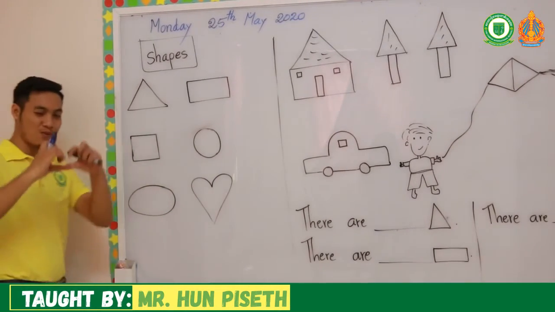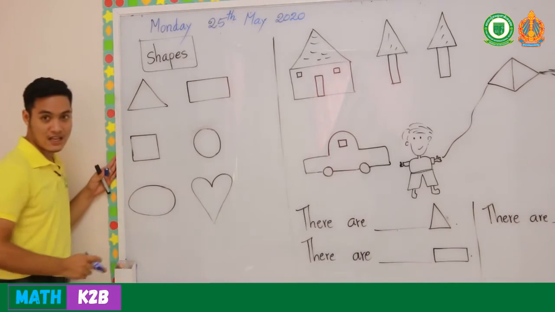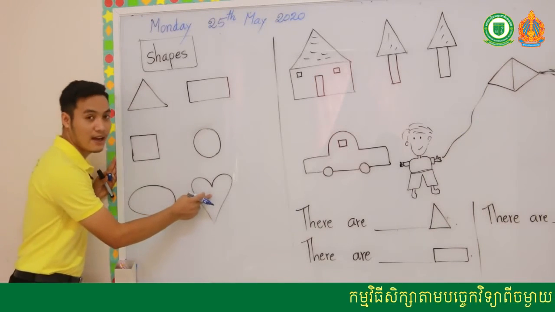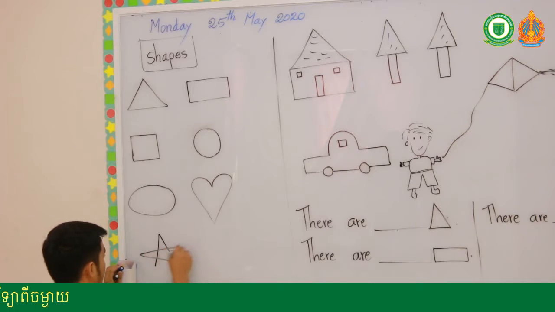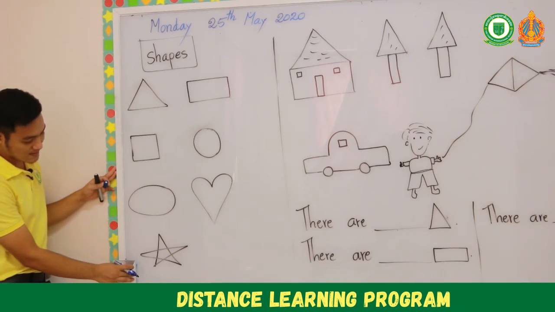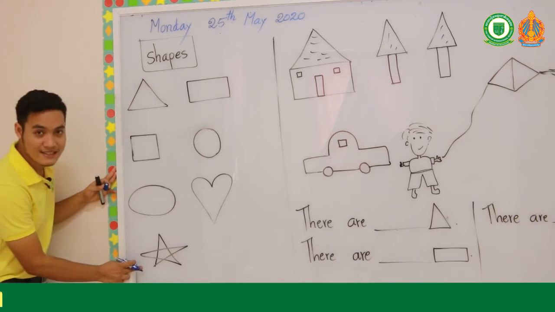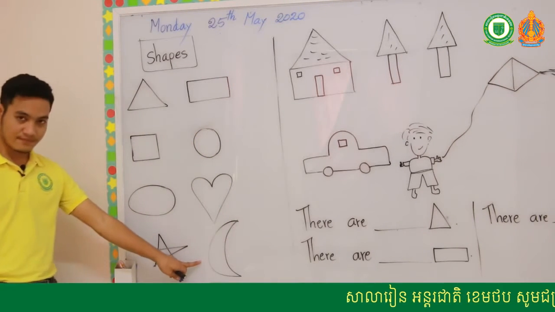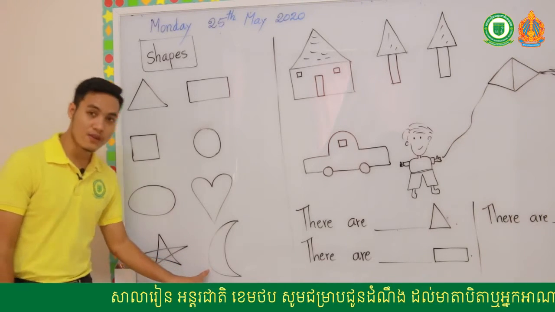The next one is, okay, what shape is this? This one is heart. Read together, heart. Again, heart. Very good, heart. And the next one is, what's this? This one is star. Again, star. Good. And the last one is, what's this? Crescent. Read together. Crescent.